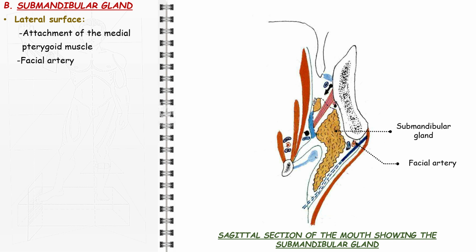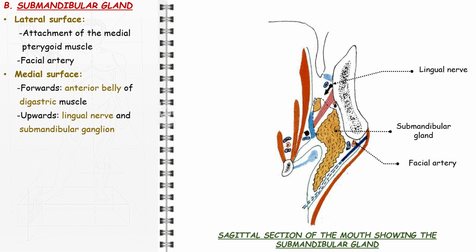The medial surface is prolonged behind and inside the posterior border of mylohyoid muscle and stands between, forwards, the anterior belly of digastric muscle, the hyoglossus and mylohyoid muscles, upwards, the lingual nerve and submandibular ganglion, backwards, the styloglossus muscle, the stylohyoid ligament, the pharyngeal wall, the lingual vein and artery and the hypoglossal nerve.